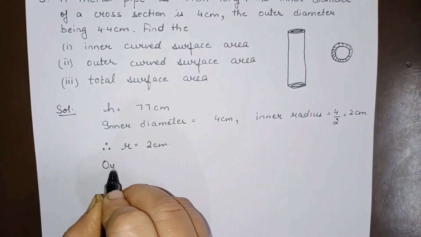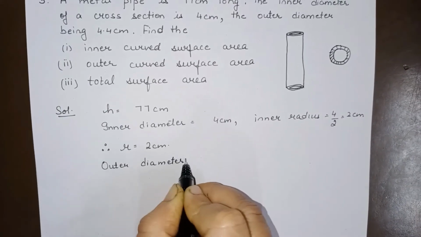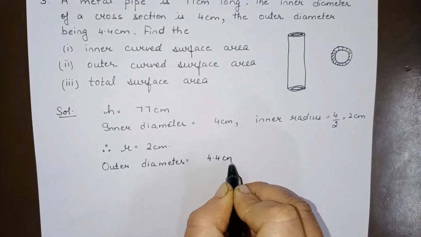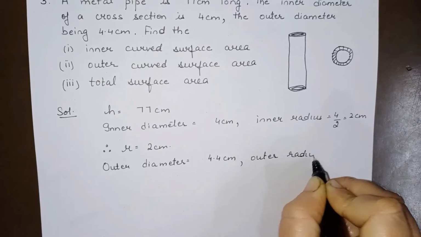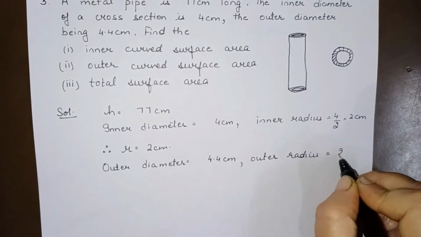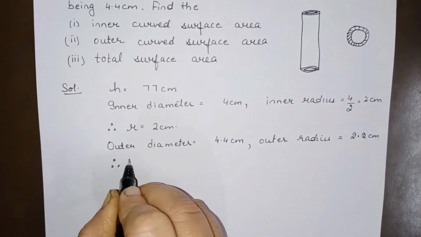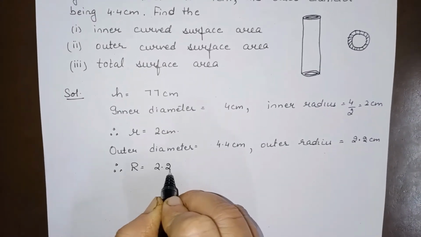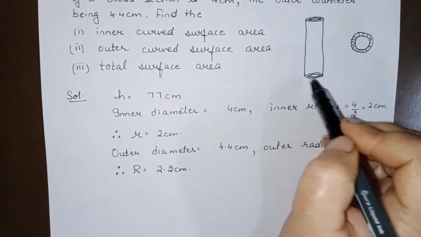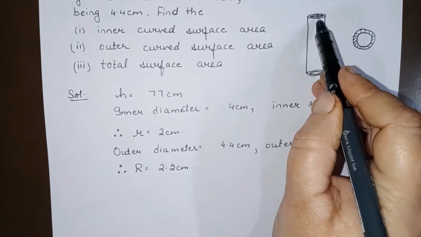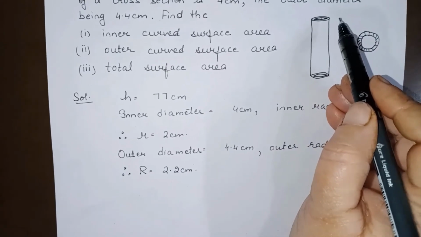Now again outer diameter is given. Outer diameter is given to be 4.4 centimeter. So outer radius, which is the half of the outer diameter, it will come out to be 2.2 centimeter. We can take it as capital R. So this will be 2.2 centimeter. So we can see from this figure, if we will see the top, so this inner radius is 2 and the outer radius is 2.2 centimeter.